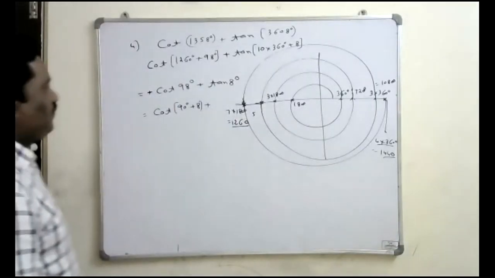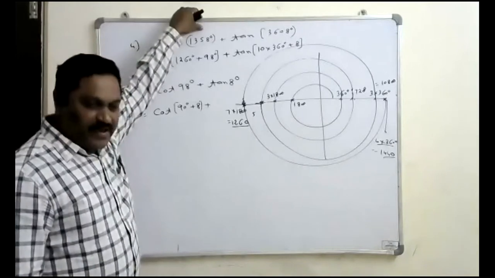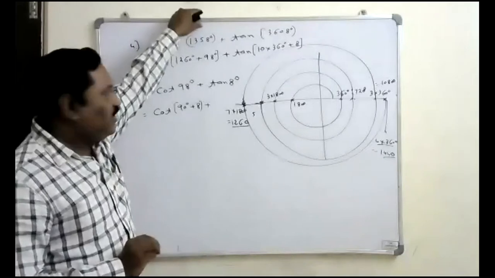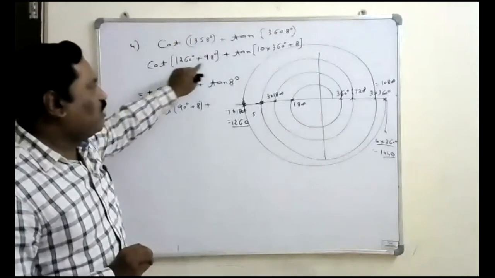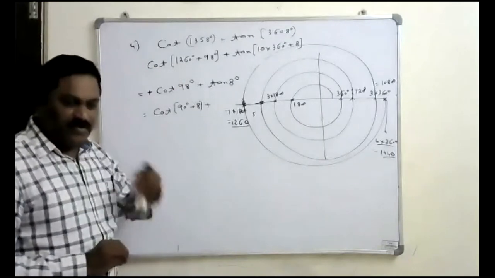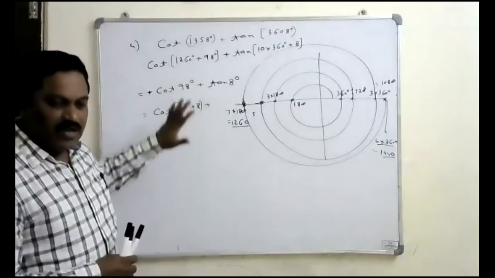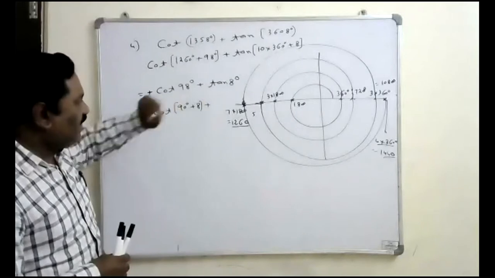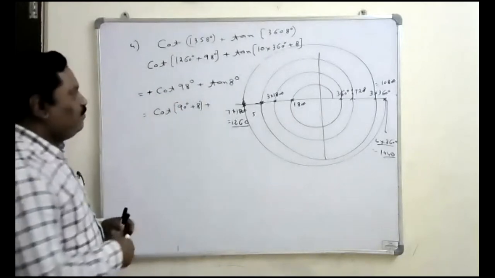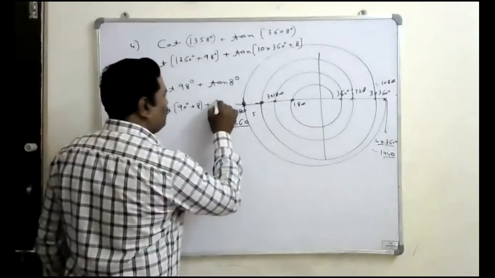Now look at this. Whenever bigger angles are given, we have to express those angles in terms of the nearest quadrant angle like this. Then by using the change of trigonometric functions, we convert like this. Again, there is 98 degree. Further, I can write 90 plus 8 degree, plus tan 8 degree.